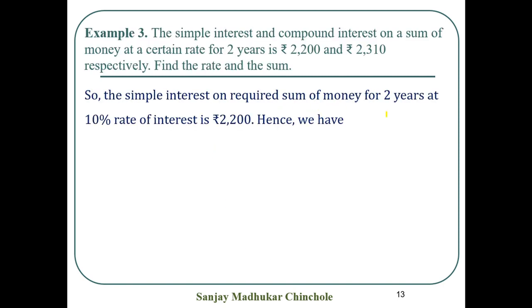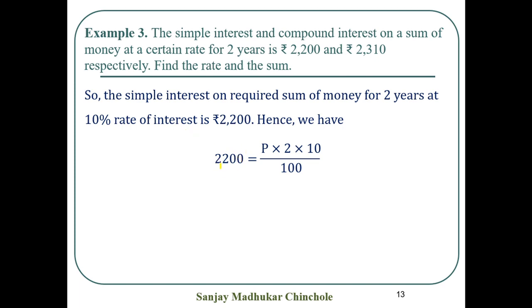So the simple interest on the required sum of money for 2 years at 10% is rupees 2,200. The meaning of this 2,200 simple interest for 2 years is on a certain sum, principal P, at a rate of interest 10%. Again, by using the formula for simple interest, SI is equal to P into N into R divided by 100.